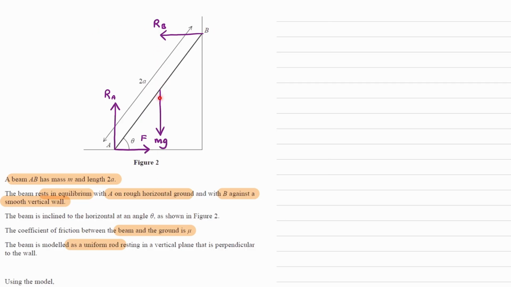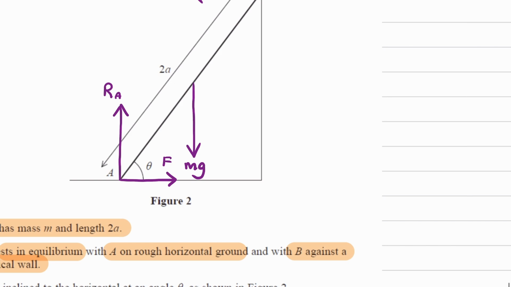So this is the line of action of the weight force. The perpendicular distance from that to the pivot will be this distance here. So we know that this length, as it's a uniform rod, would be a. So considering this triangle, the adjacent side over here will therefore be a cos theta. So that there is a cos theta.